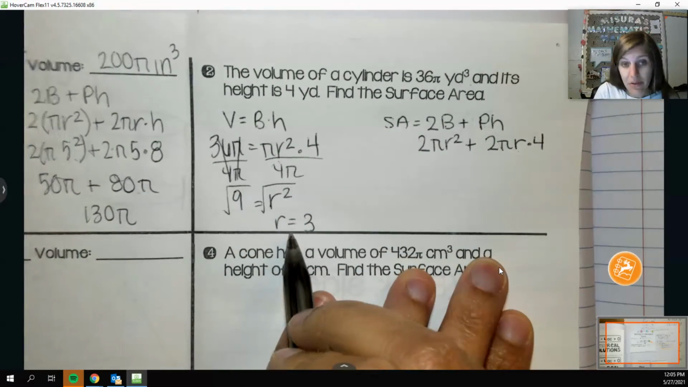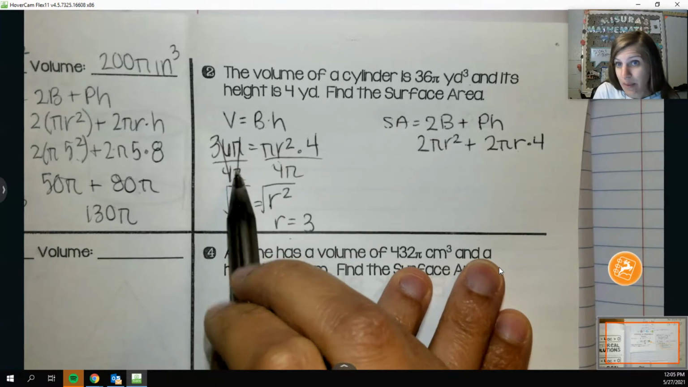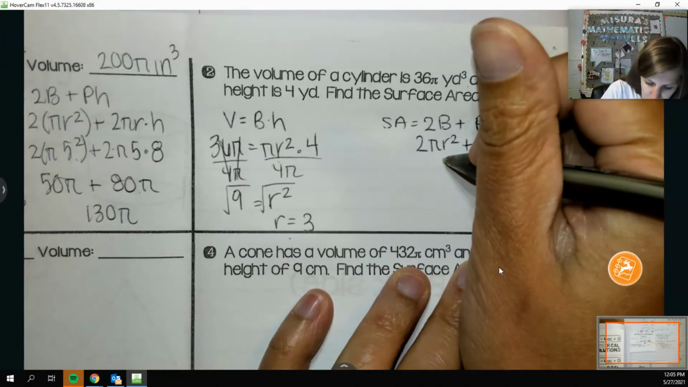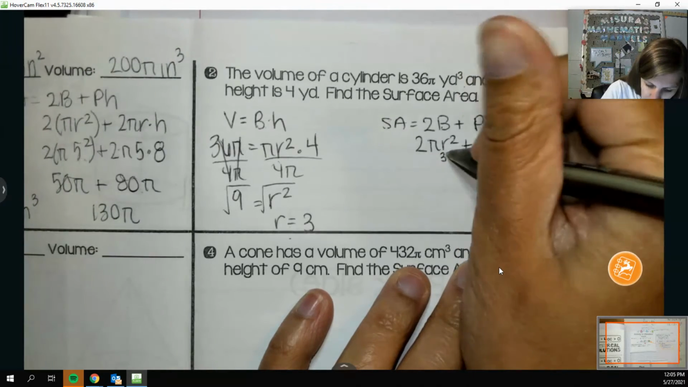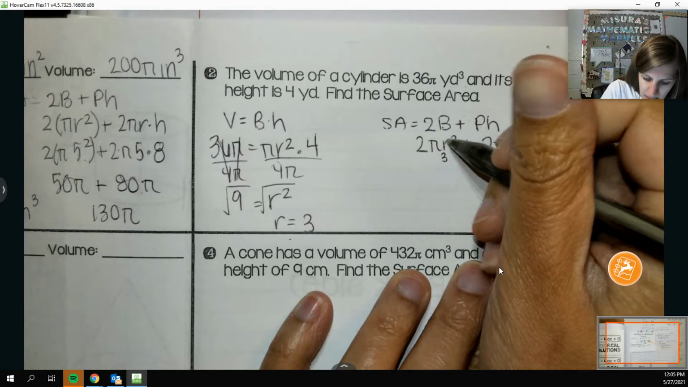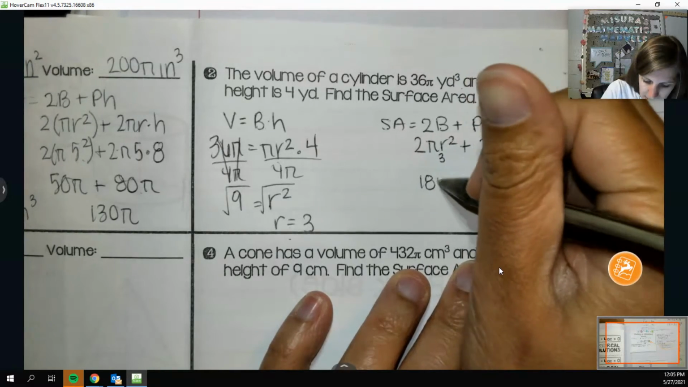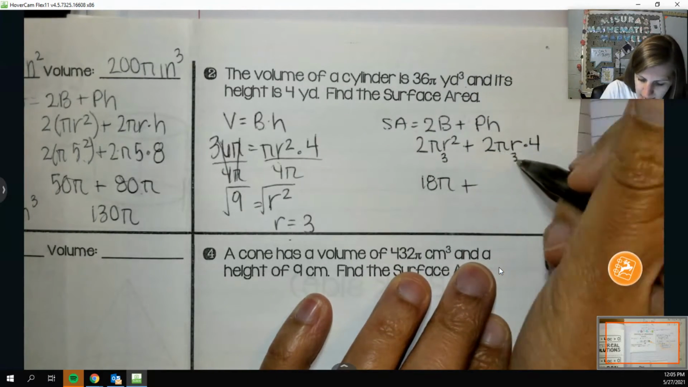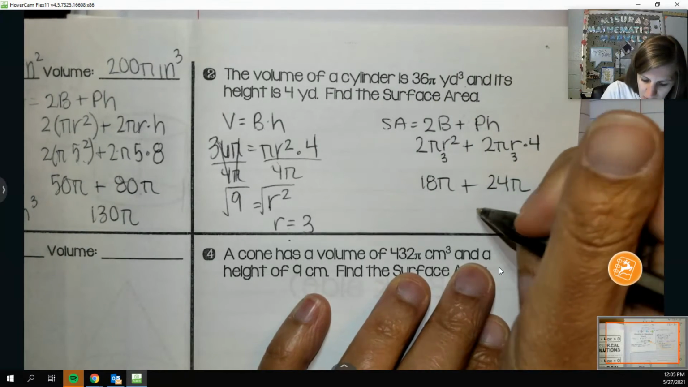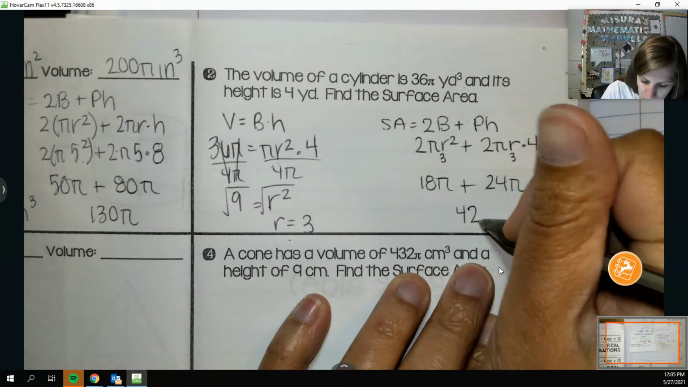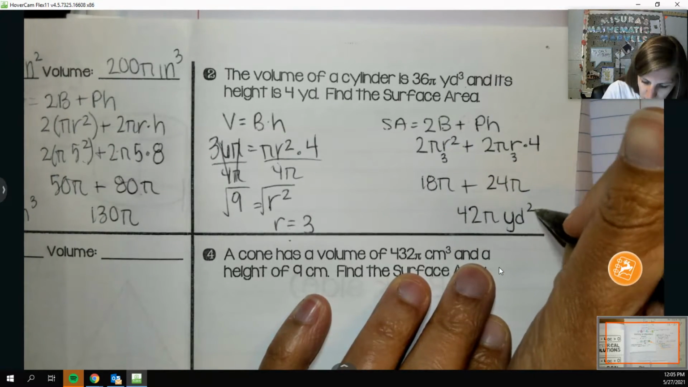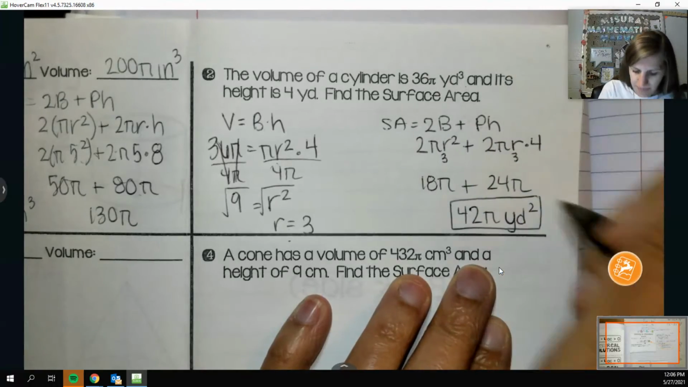But going through and solving, the information that I was given about volume helps me to get r is 3. So 3 can go here and also here. So I end up with 9 times 2, so 18 pi. And then 6 times 4, so 24 pi, for a total of 42 pi units, yards, they told me, squared.